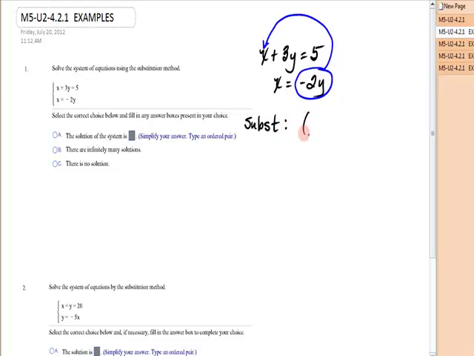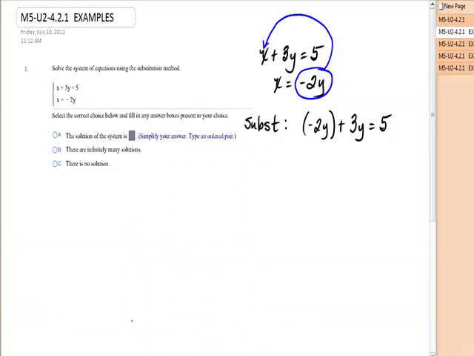That means that I'm going to have negative 2y plus 3y is equal to 5. Once I've done the substitution, I'm only going to have one kind of variable in my equation. I have the algebra skills to solve that. I can simplify. Negative 2y and positive 3y gives me y is equal to 5, and it turns out I'm finished finding one of the unknowns.